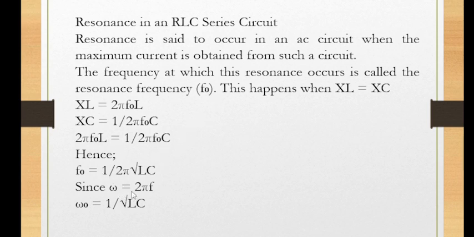And don't forget your W is 2 pi F. So W naught is 1 over what? Square root of LC. 1 over square root of LC. All of this comes from 2 pi F naught L equal to 1 over 2 pi F naught C. If we do the equivalence, LC is what we have here. Since W is equal to 2 pi F, W naught is equal to 1 over square root of LC.